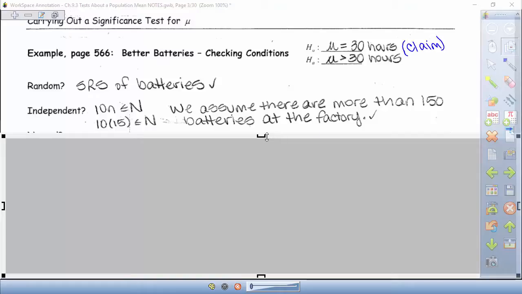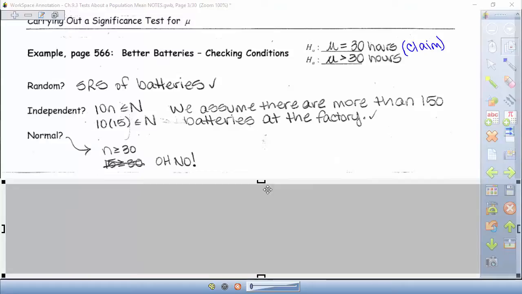All right. So in the last about 4 days, all of our checking to see if it's normal has been n times p greater than or equal to 10, right? This one is the 30. There is no proportion or p in this problem, is there? No. So we can't use n times p. We use n greater than 30, which is not.